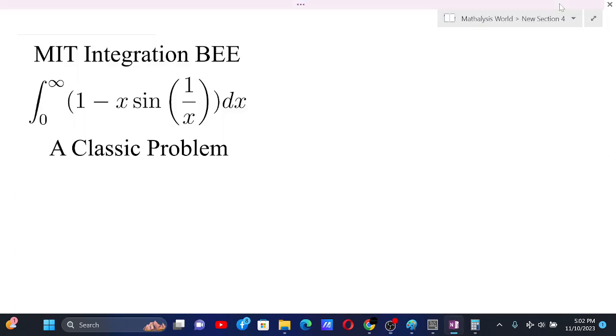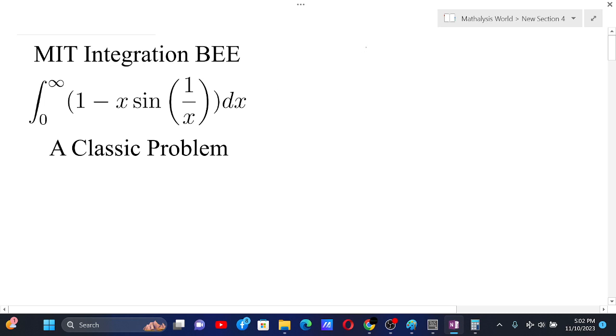Today we have a classic problem from the MIT Integration Bee, which is a prestigious integration competition in the world. So we have this integral. First of all, it feels like we don't want this weird expression inside sine. Instead, we might want to substitute this as u and make it a bit simpler in look.